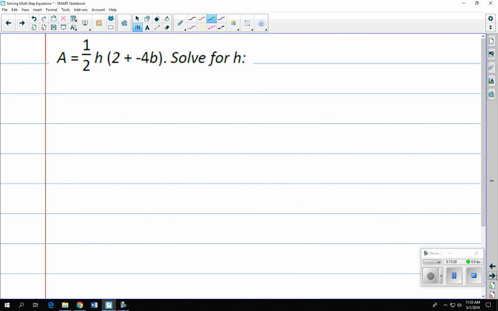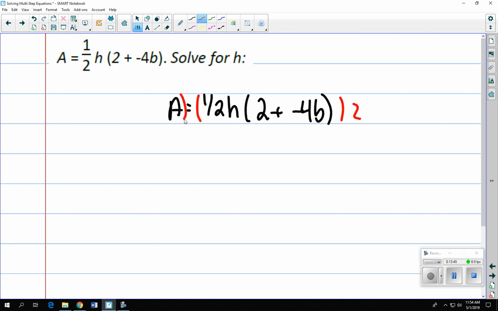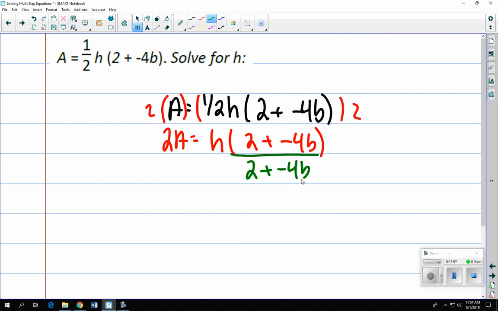For this example, 1/2 times the height times 2 plus negative 4b, and we're solving for height. This is just like a previous question that we did. Area will equal 1/2 height times 2 plus a negative 4b. I'm going to start off by multiplying by the reciprocal of 2. So I'm going to get 2a is equal to height times 2 plus a negative 4b. And because I want the height by itself, I will divide by what's inside the parentheses. So my final answer for this equation is going to be 2a divided by 2 plus negative 4b is equal to the height.